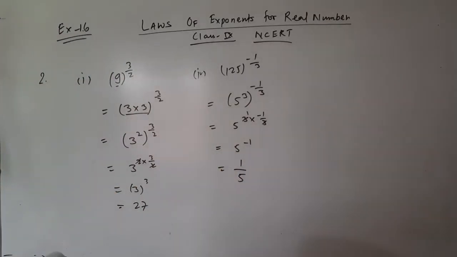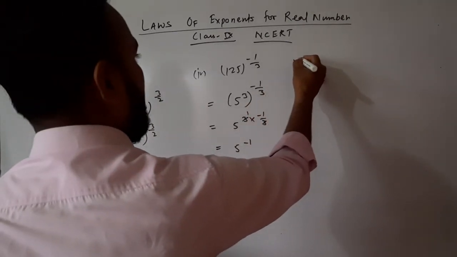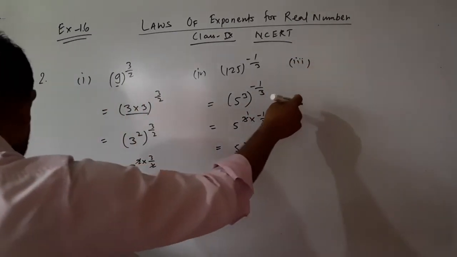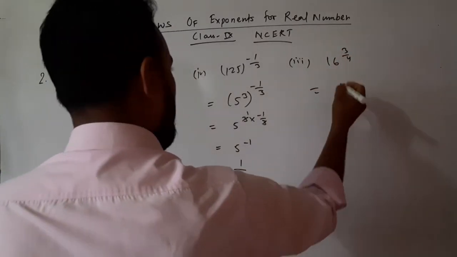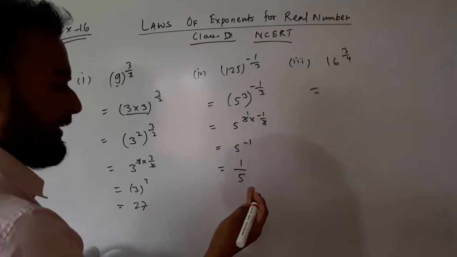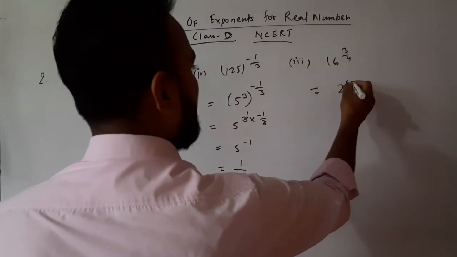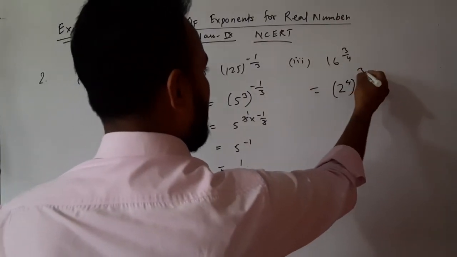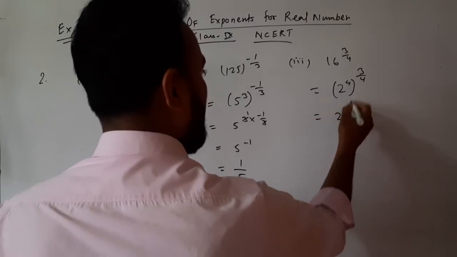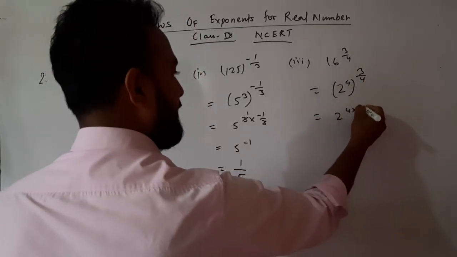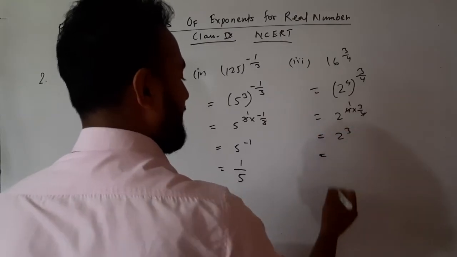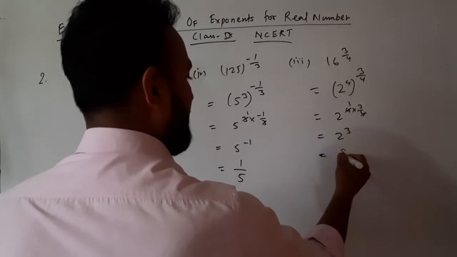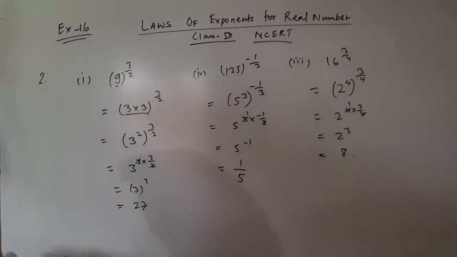Now see question number 3. Very simple. It is 16 whole to the power 3 by 4. So 2 twos are 4, 2 fours are 8, 2 eights are 16, so 2 to the power 4 gives you 16, and here 3 by 4. Again power to the power, that is 4 into 3 by 4, so 2 to the power 3, which gives you 8. This is your required answer.